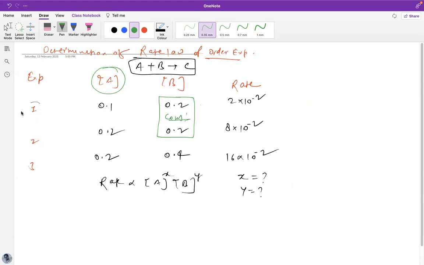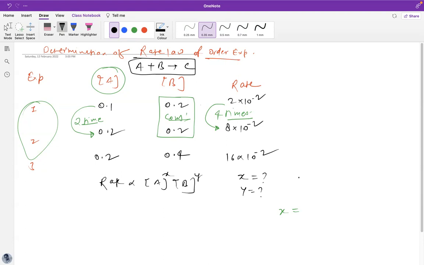If you look at these two data, 1 and 2, the concentration of reactant becomes 2 times, 0.1 to 0.2. And your rate becomes 4 times, you can see 2 to 8. So tell me, what should be the order of kinetics with respect to A? What is the value of X? The concentration changes 2 times and the rate becomes 4 times. Then what should it be? Second order kinetics.